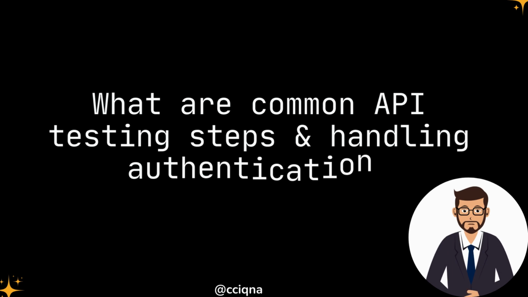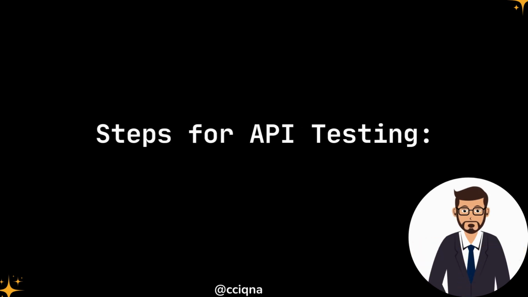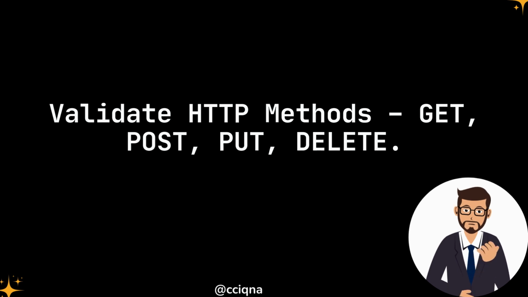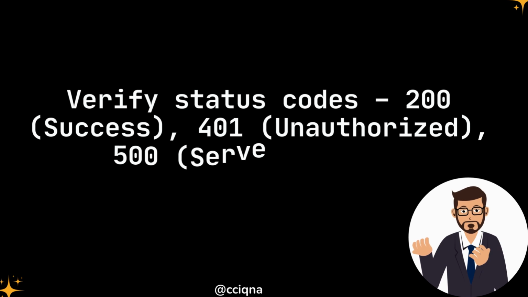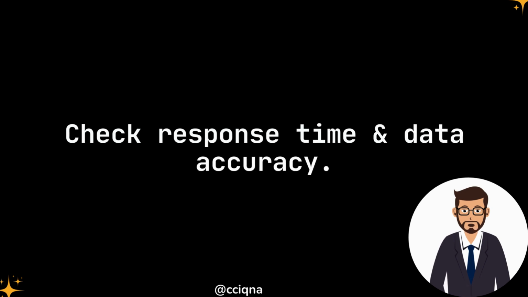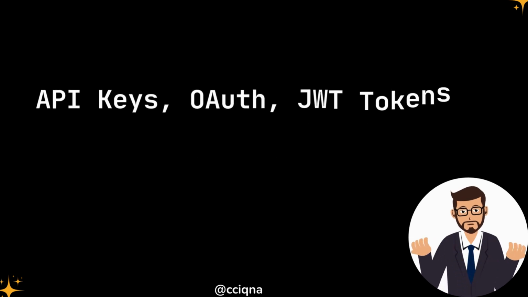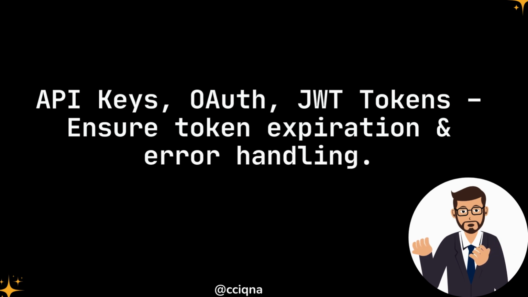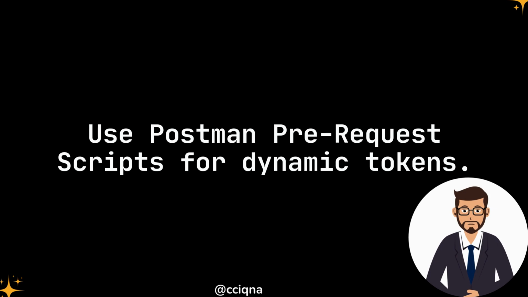Q6. What are common API testing steps and how do you handle authentication? Steps for API testing. Validate HTTP methods: GET, POST, PUT, DELETE. Verify status codes: 200, success; 401, unauthorized; 500, server error. Check response time and data accuracy. Handling authentication: API keys, OAuth, JWT tokens. Ensure token expiration and error handling. Use Postman pre-request scripts for dynamic tokens.